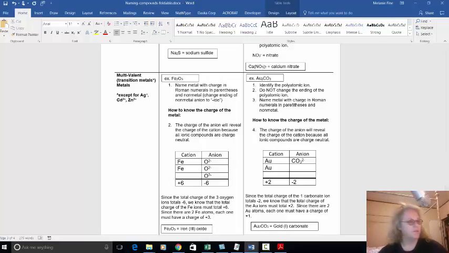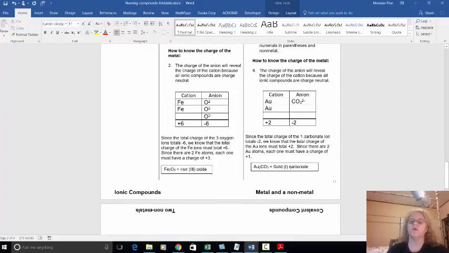I don't know if I have a stylus here to write on it, but we can look at this. Carbonate has a 2- charge. And we have 2 golds, Au2CO3, right? Carbonate has a -2 charge, and we have 2 golds, totaling a +2 charge. So we know that each gold cation must be a +1 charge to add up to +2. It says here, since the total charge of the 1 carbonate ion totals -2, we know that the total charge of the gold ions must total +2. Since there are 2 gold atoms, each one must have a charge of +1.